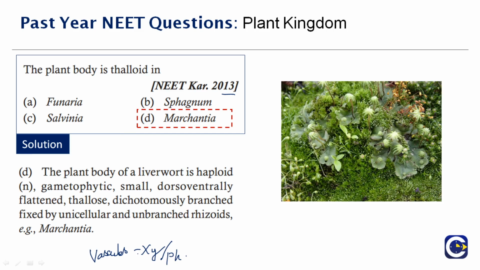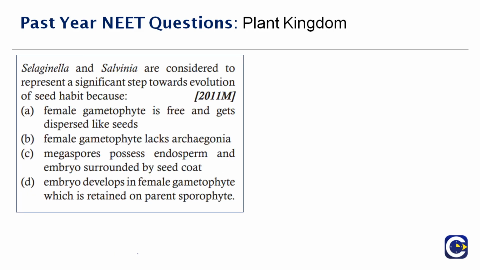Now, let's move to the next question. Read this question here. Selaginella and Salvinia are considered to represent a significant step towards evolution of seed habit because, so they are asking us the reason for their significant step towards evolution. This question was asked in the year 2011. They have given 4 options. What does the first option say? Female gametophyte is free and gets dispersed like seeds. It's not the right option.